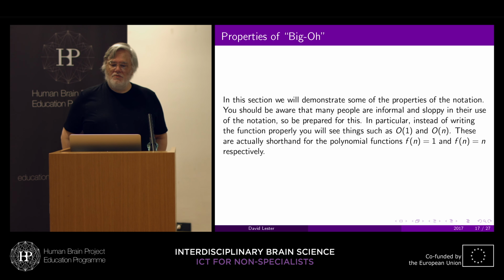In particular, instead of writing the function properly, you can often see things like O(1) and O(n), and these are actually shorthand for the polynomial functions f of n equals 1 and f of n equals n. So that's the constant function 1 and the identity function.